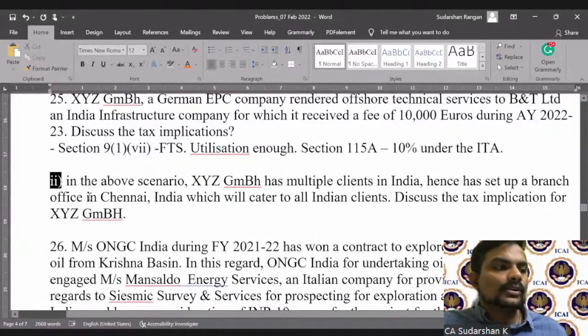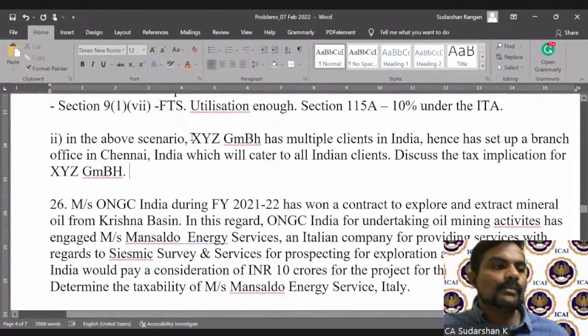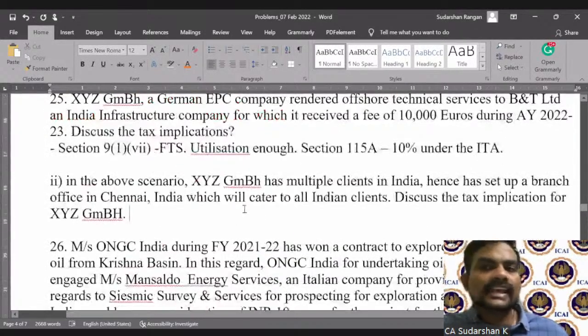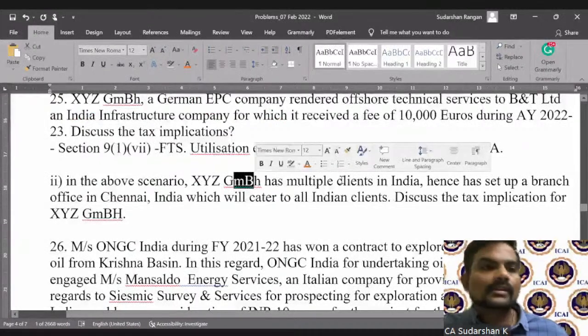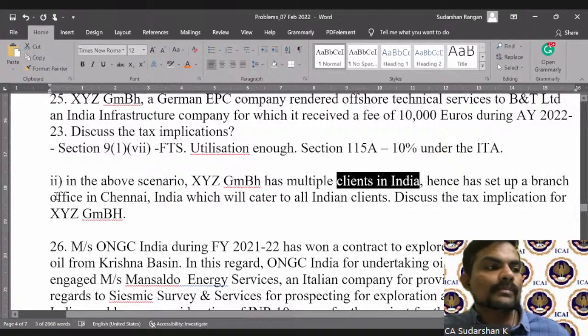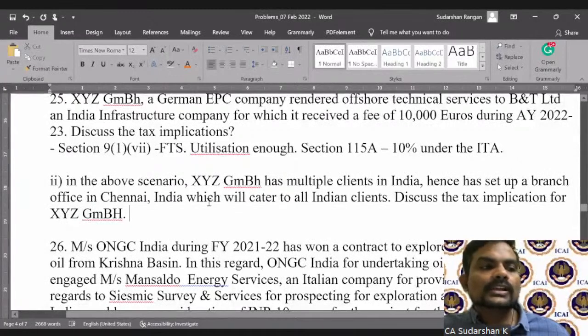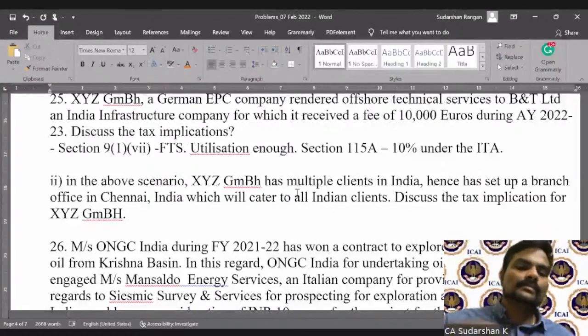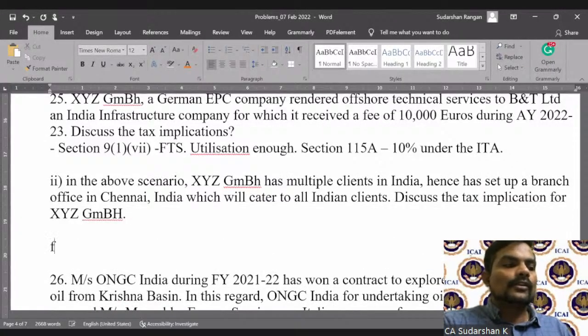Now, the major point which I wanted to drive here is the follow-up to it. The second situation, the above scenario, XYZ GmbH, that is the German company, has multiple clients in India. So what it has done is, it has set up a branch office in Chennai, which will cater to all the Indian clients. So they have set up a branch office in India. So sitting in India, they will cater to clients. Discuss the tax implication for XYZ GmbH.